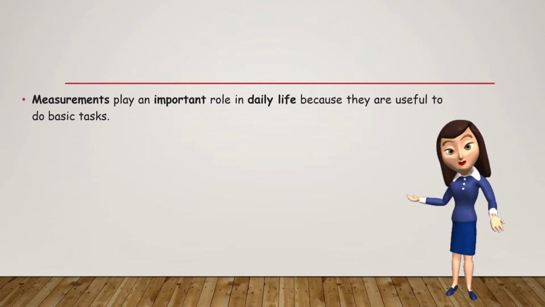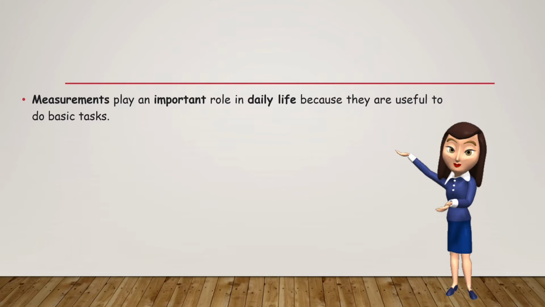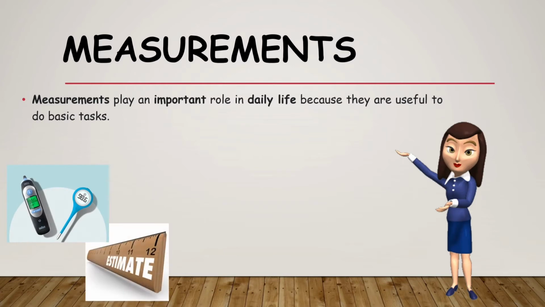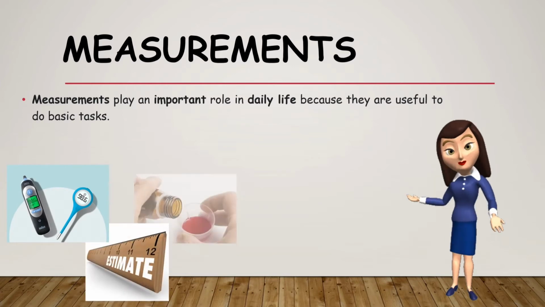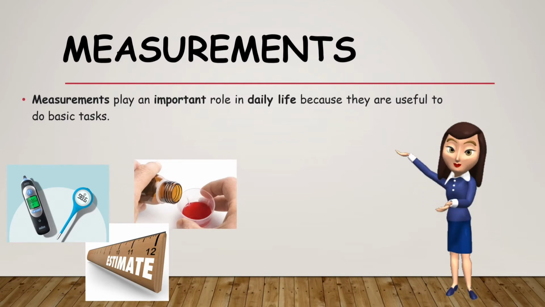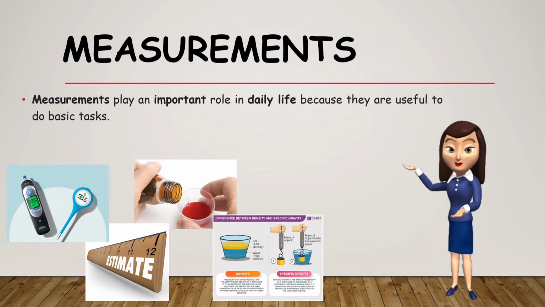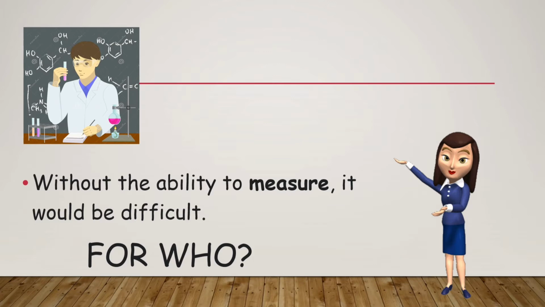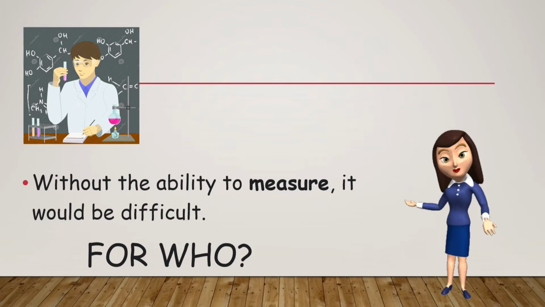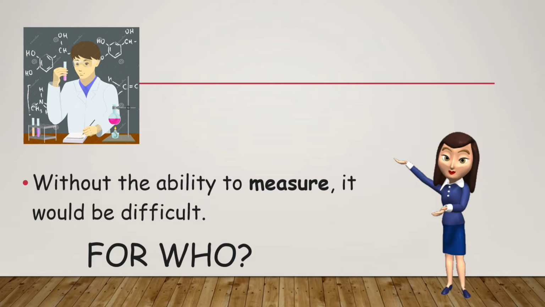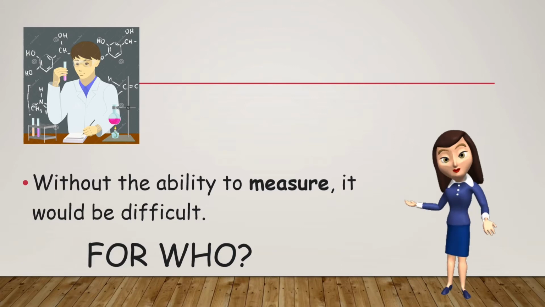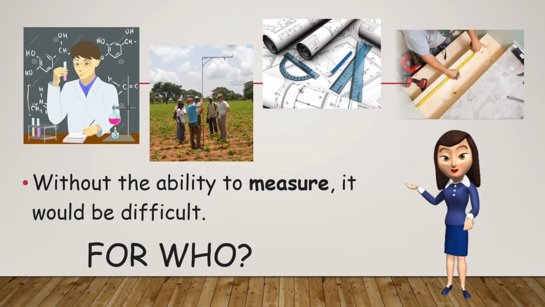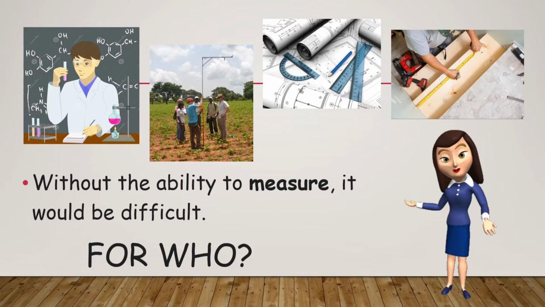So now let's talk about measurement's important role in our daily life. It is useful to do basic tasks such as taking a child's temperature with a thermometer or making time estimations, measuring out medicine, and finding weights, areas, and volumes of different materials or substances. Without the ability to measure, it would be difficult for scientists to conduct experiments or form theories. And not only is measurement important in science and the chemical industry, it is also essential in farming, engineering, construction, manufacturing, commerce, and numerous other occupations.